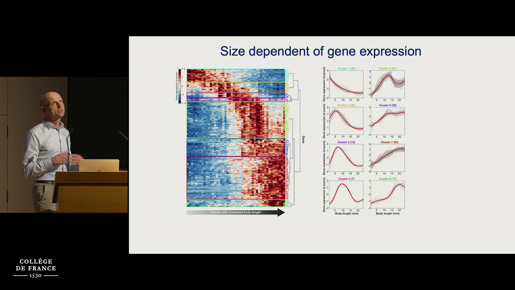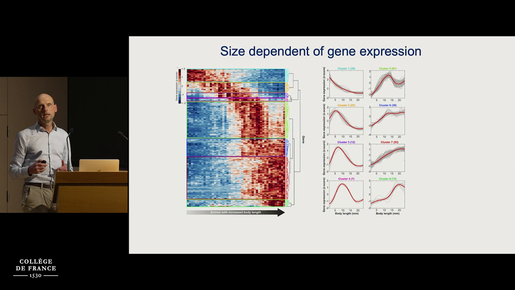And we simply asked, do we find systematic gene expression changes that are correlating with size? Interestingly, there are about 300 to 400 genes in these animals that are indeed strongly correlated with size, and that actually display quite a rich set of dynamics. So for example, things that are high in small animals and very low in large animals, or vice versa, or that also peak at intermediate sizes.